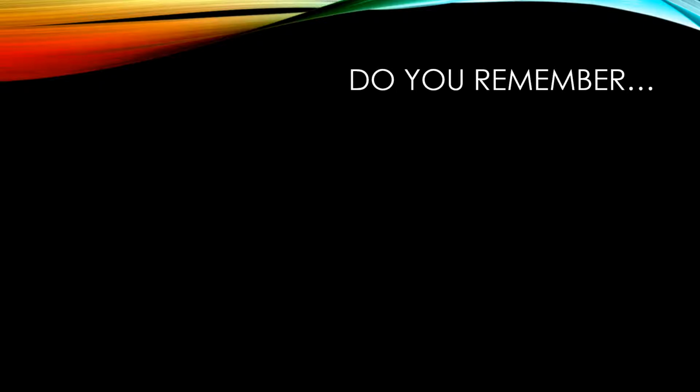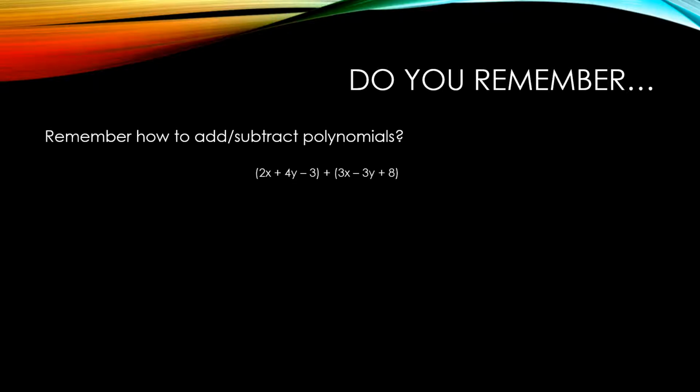Do you remember how to add and subtract polynomials? For example, if I were to give you the expression (2x + 4y - 3) + (3x - 3y + 8), would you be able to simplify this expression? First things first, we would get rid of those brackets by expanding, but in this case we just have to drop them because everything is being multiplied by positive 1.